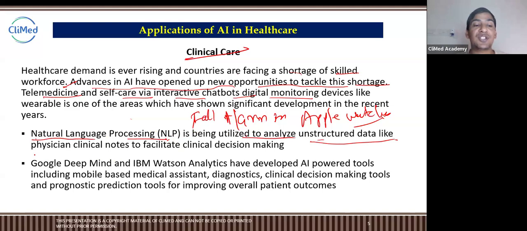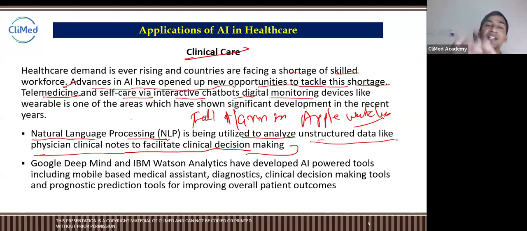So the example here is natural language processing, like NLP, which is being utilized to analyze unstructured data, like physician clinical notes, to facilitate clinical decision making. So NLP is helping just by reading the notes of the doctor, and it is helping in clinical decision making, right? Clinical decision making means what drug to be prescribed now, for how many days, how much dose is needed. So those things can be done easily with the help of AI using natural language processing, NLP.